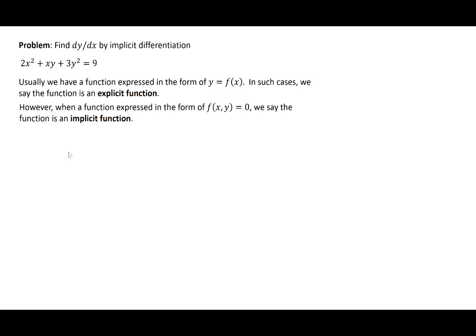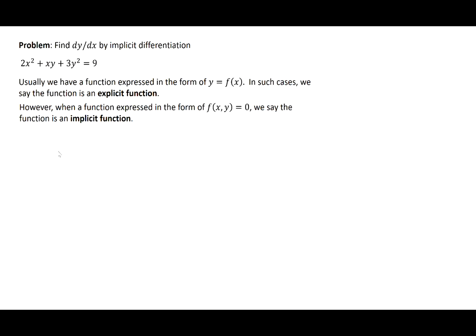However, when we have f of x, y equals 0, even that is a function in a way. There's a difference. I'll show you what the difference is. But you could have y as a function of x defined in this fashion. And in cases like that, we call it an implicit function.